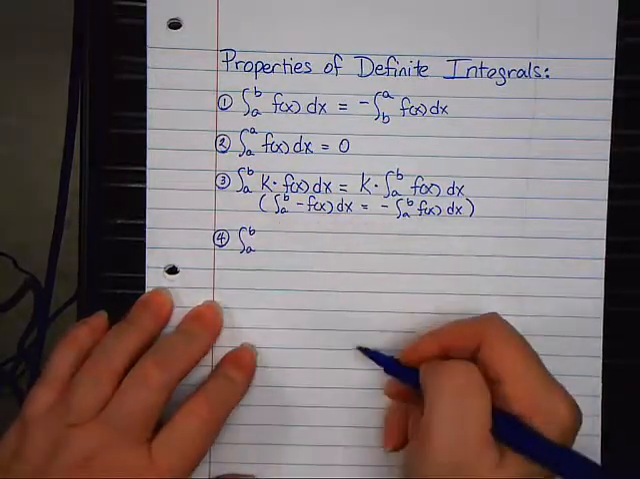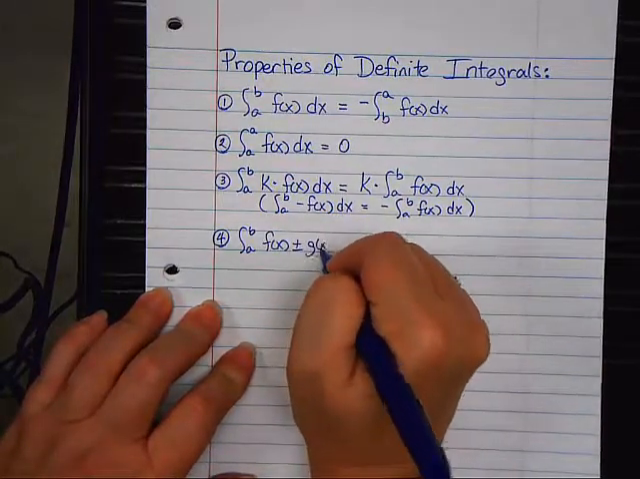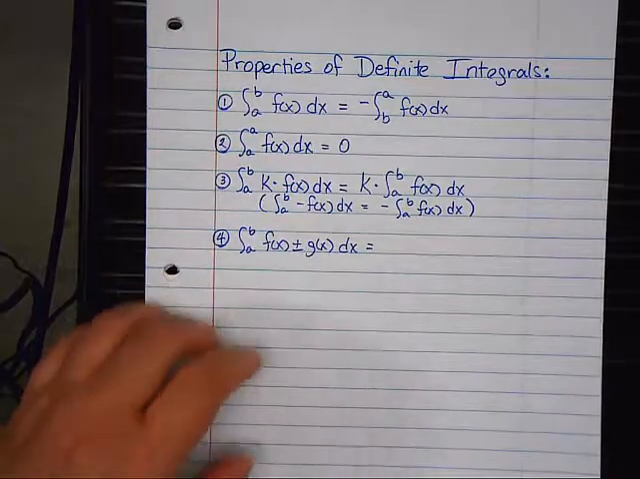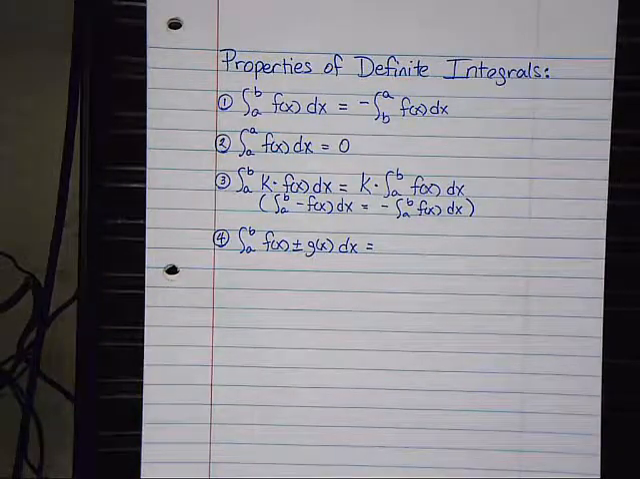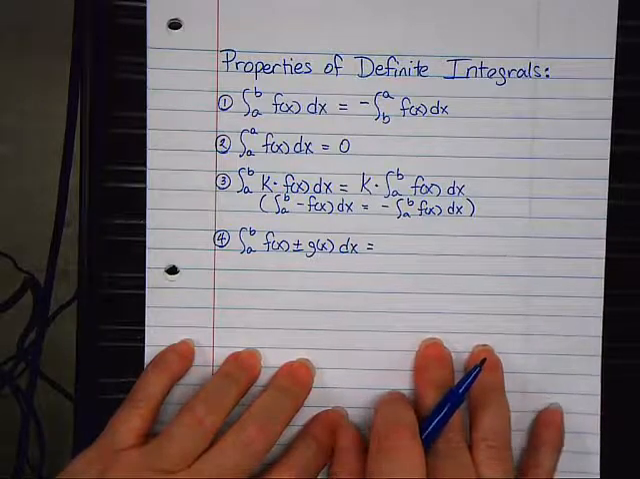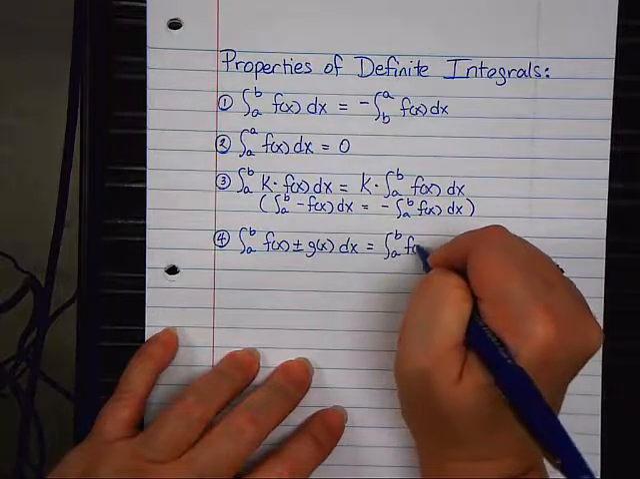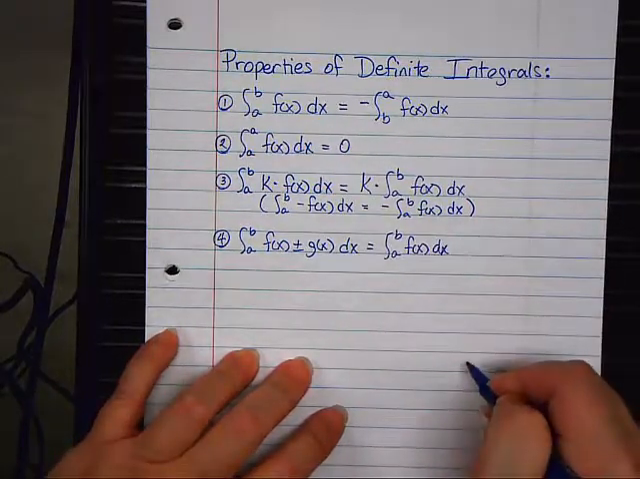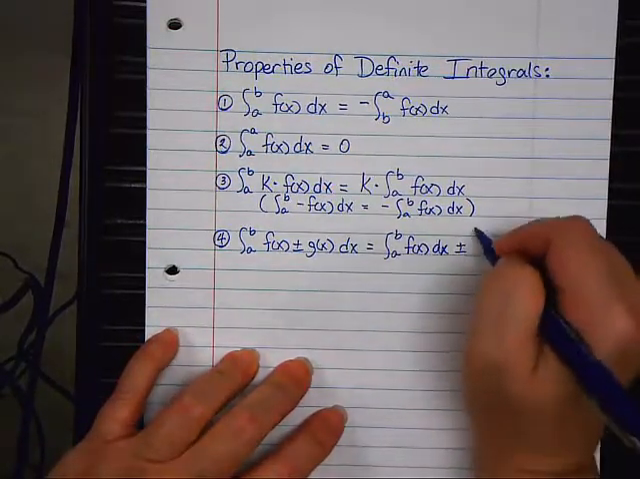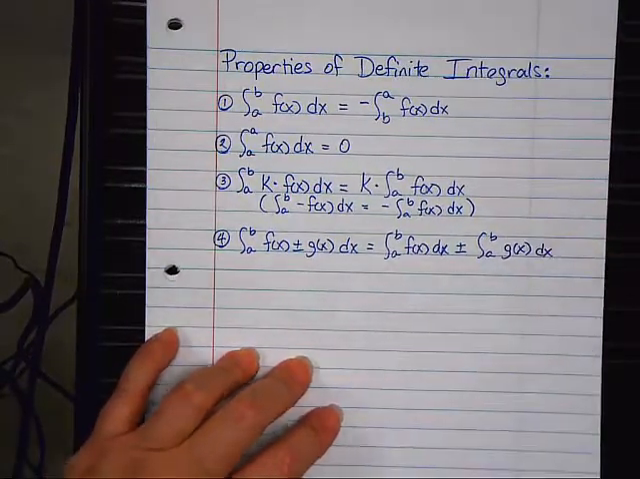The integral from a to b of f of x plus or minus g of x dx equals. Why is it plus or minus? Because it saves me from writing 2 different theorems. I can do it all in one. Okay? You have been doing this already. You just didn't know it. It is equal to the integral from a to b of f of x dx plus or minus the integral from a to b of g of x dx.